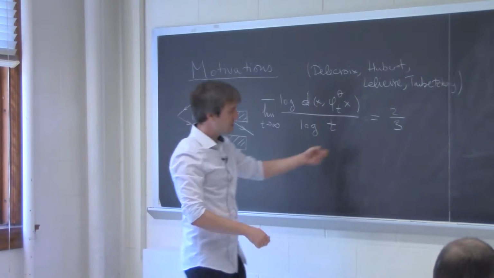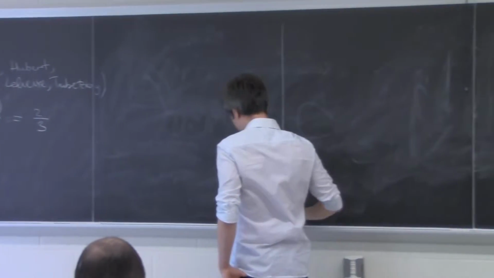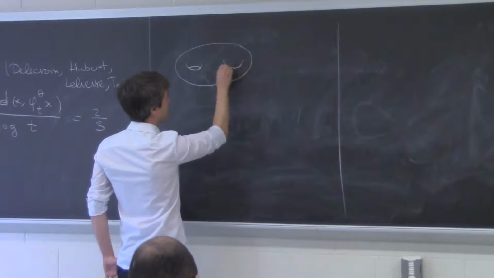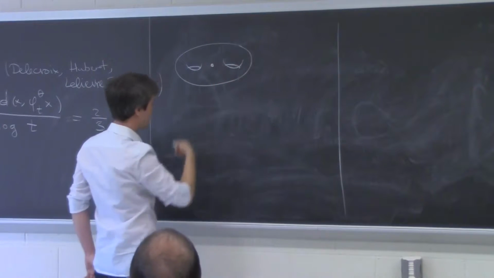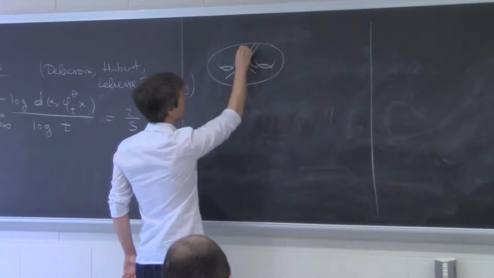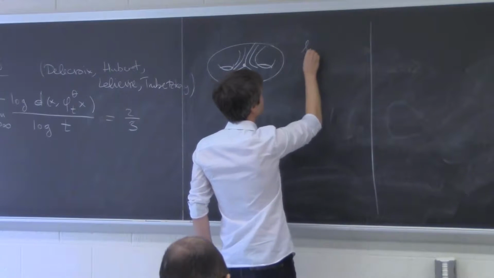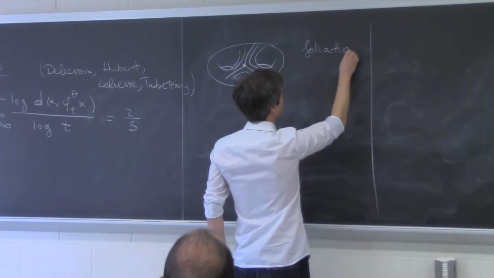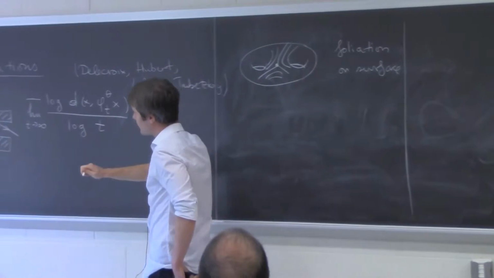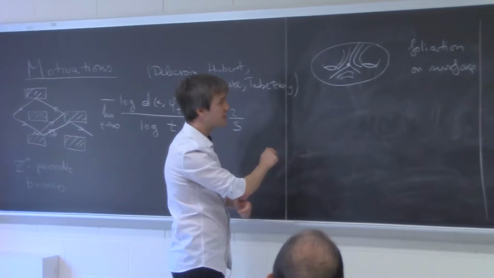What's amusing here is the fact that this number turns out to be rational, and this rationality goes back to the following more general question that was asked by Anton Zorich, and even before this, there's something called the Novikov problem. So suppose that you have a foliation on a surface. It looks something like this. So you have a foliation like this. I'll explain in a few minutes how to get from a picture like this to a foliation on a surface.